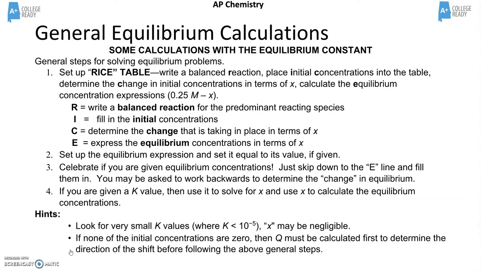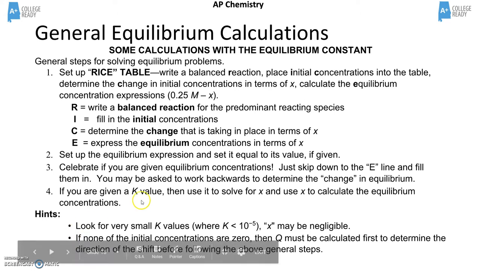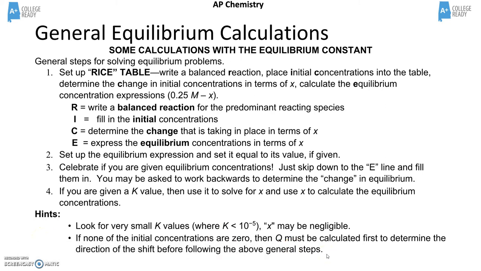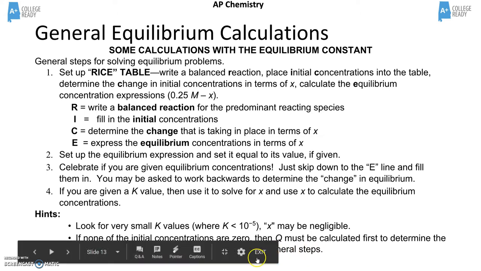So notice the general setup. You write your balanced reaction, you set up your rice table, you set up your equilibrium expression, and celebrate if you're given equilibrium concentrations. Then you can just skip down to E, fill them in, and work backwards to find the change. That's awesome when we find that. The note here is if you look for small K values, then the X will be negligible. In other words, we won't have to worry about large K values in this case. None of our initial concentrations will be 0. Then Q would be calculated first to determine the shift.